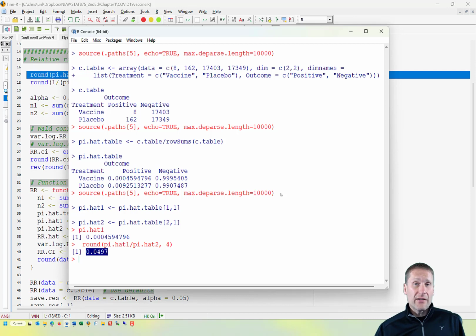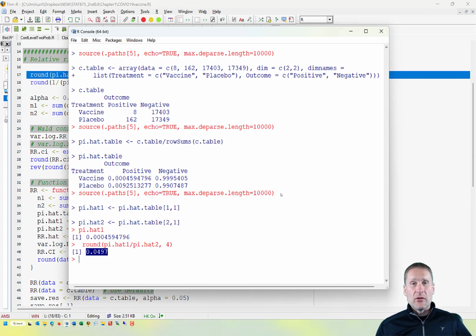So what this says is that the estimated probability of coming down with COVID-19 is only 0.05 as likely if you receive the vaccine versus if you receive the placebo. So in other words, for this particular sample, you are much less likely to come down with COVID-19 if you got the vaccine than the placebo for this sample.